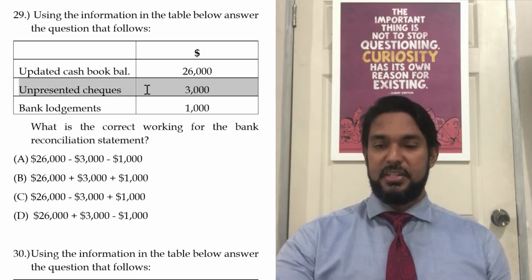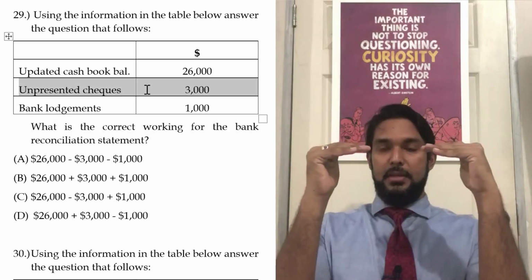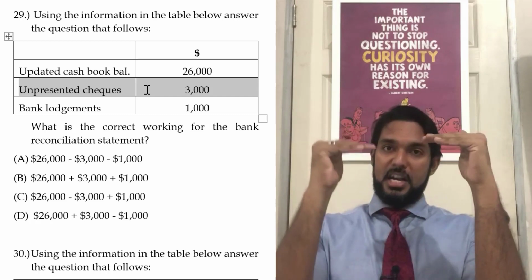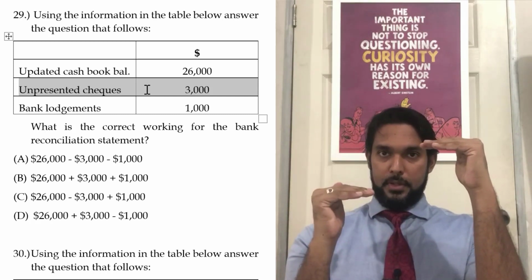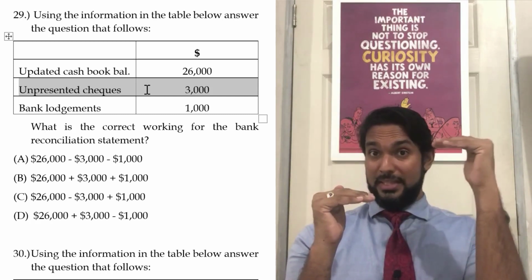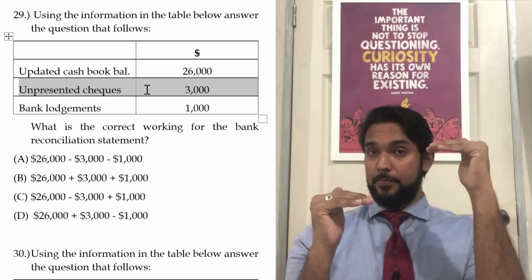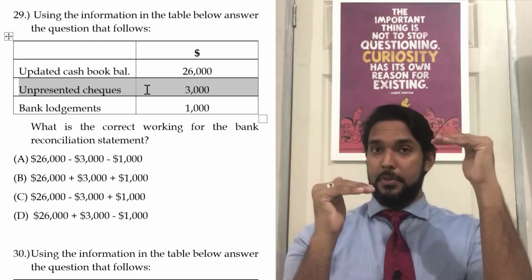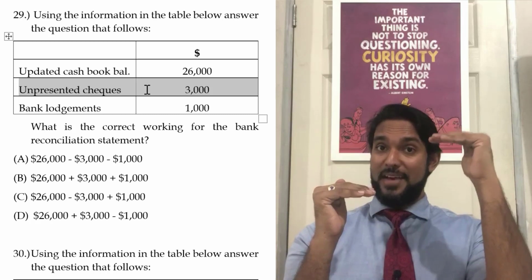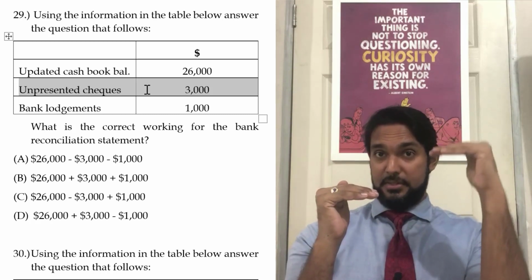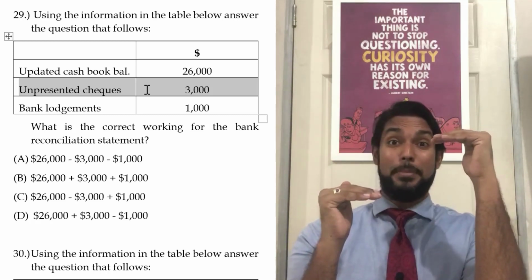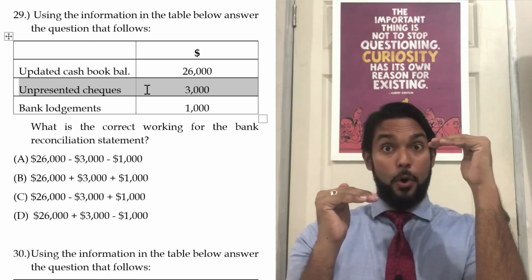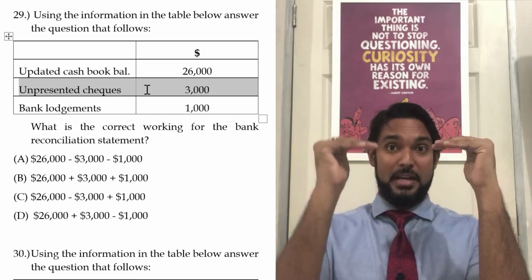Unpresented checks, let's start there. So when we make a payment, the cash book balance is going to go down. The bank statement balance hasn't gone down yet until those checks are presented. So right now, this is the situation. To make these two equal, we either have to minus the unpresented checks, like we did in the previous one if we started with the bank statement balance, or we add it back to the cash book.